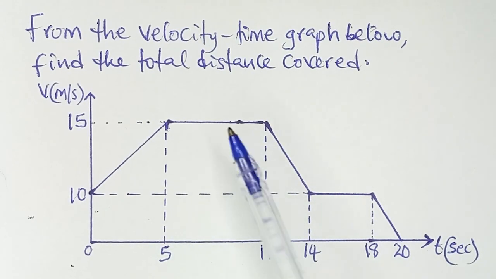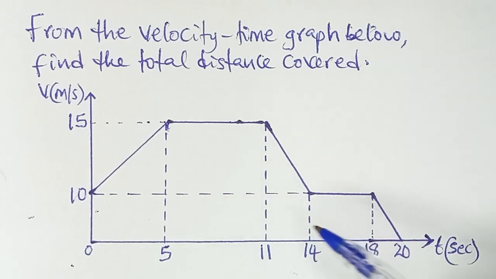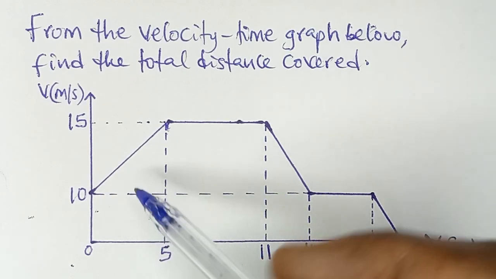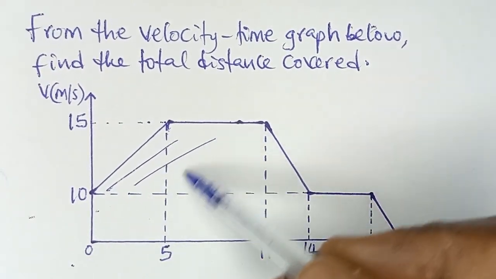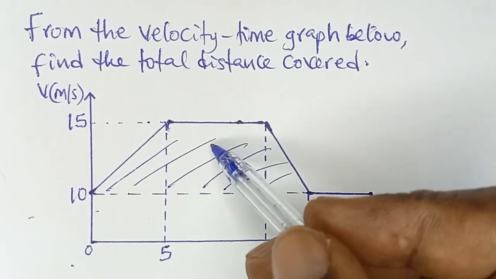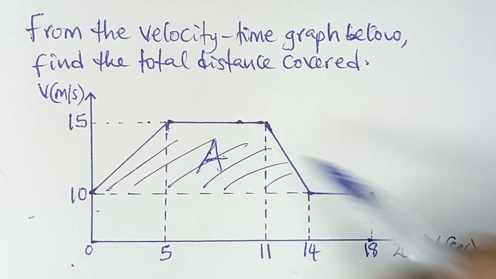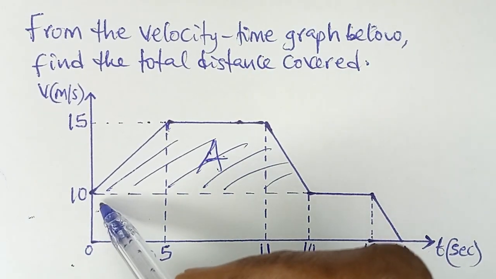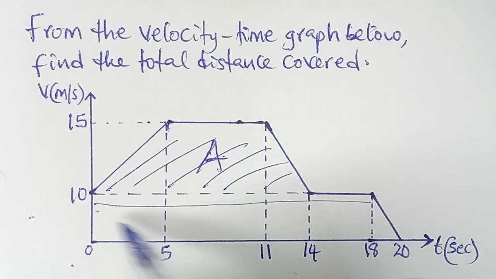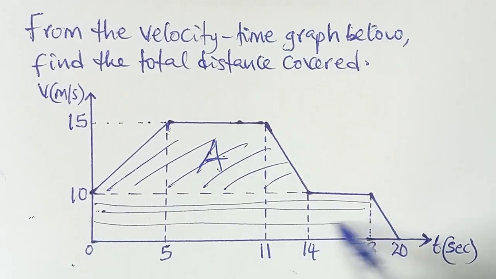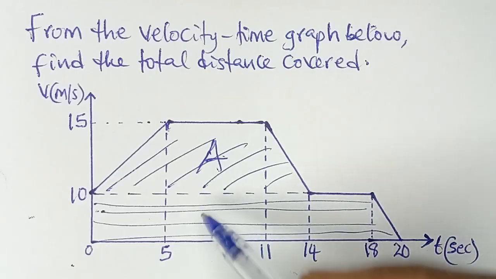Now, if you look at this shape, I can categorize this shape into two. I have this shape here, I can call this part A, and I have this shape here, and I can call this part B.